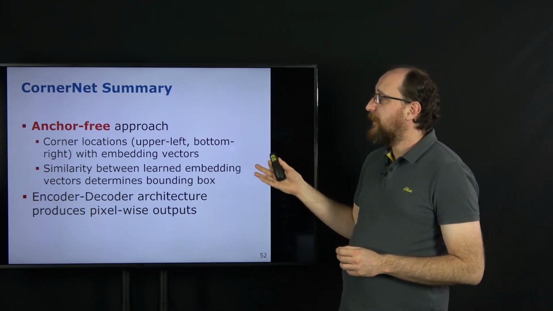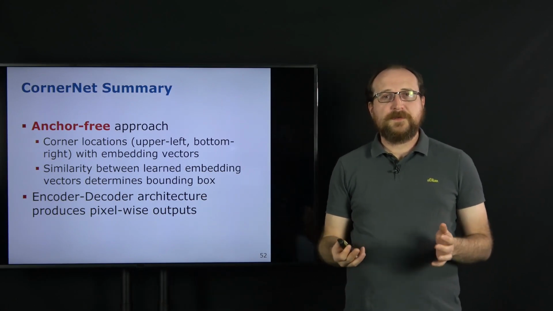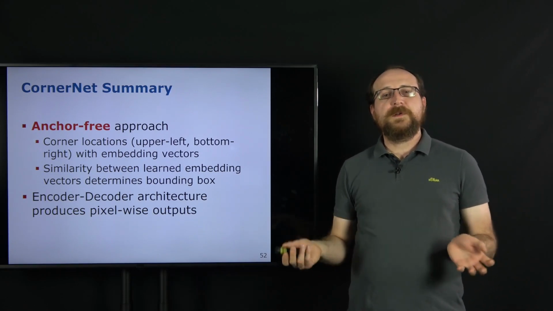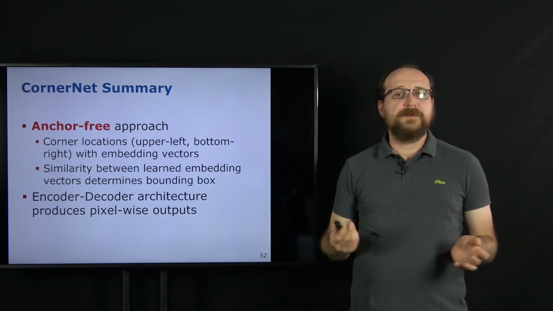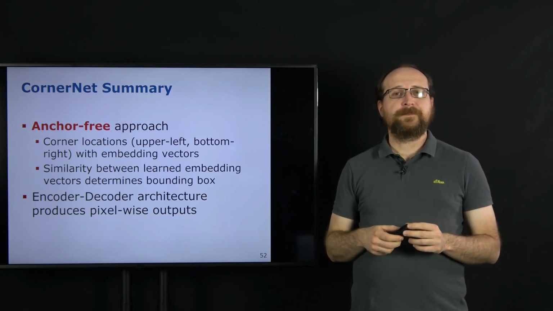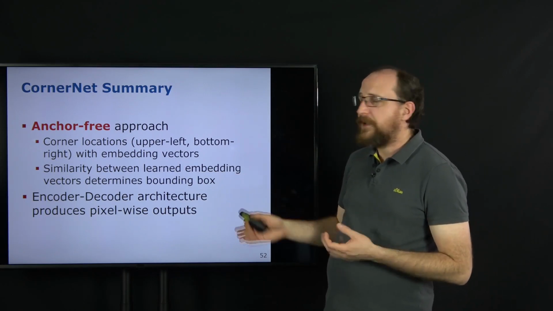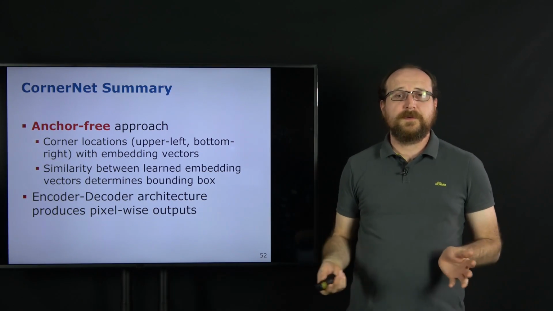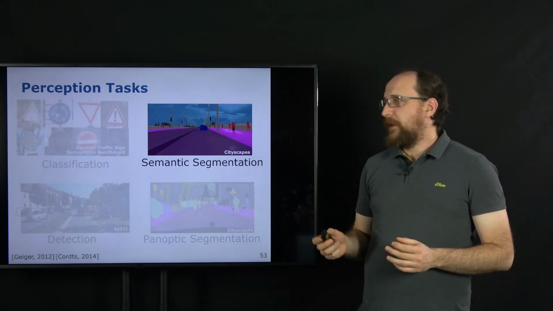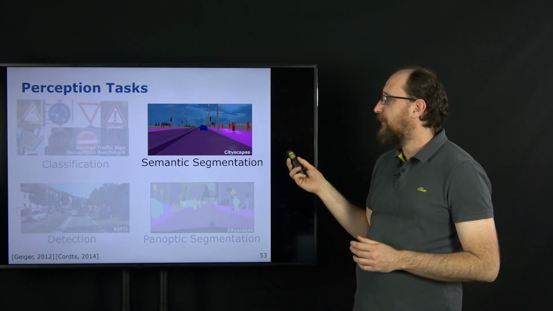A short summary of CornerNet is that we now have an anchor-free approach which produces corner locations, the upper left and bottom right, together with embedding vectors, and the similarity between the learned embeddings is then used to determine which points we put together to produce a bounding box. And as we have seen, a common approach to get this pixel-wise information is to use this encoder-decoder architecture. With this, I will now switch to the second task that we are interested in, which is semantic segmentation.